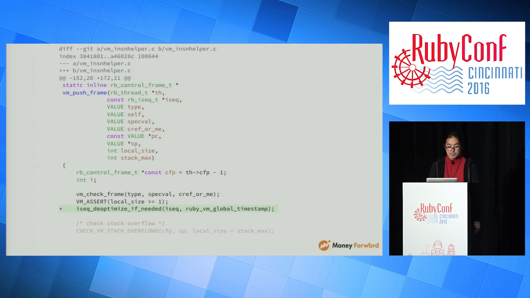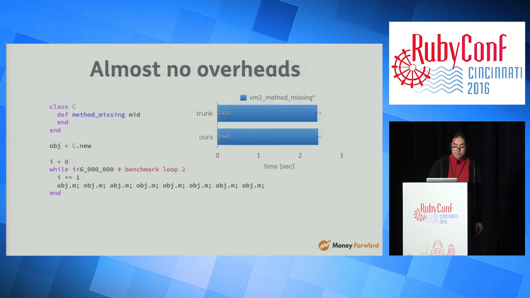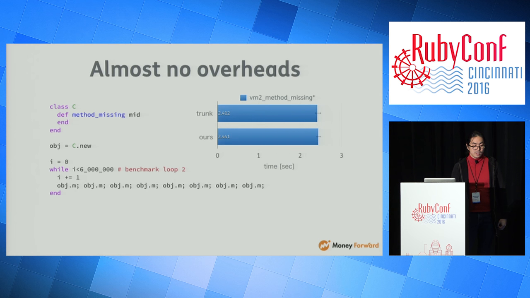Another point where the optimization can be kicked in is VM push frame, where a function's stack frame is made up. This one aims to purge instruction sequences that were run hours ago and became stale at some point. A huge advantage of this approach is that it adds almost no overhead. The graph shows a preliminary experiment. It invokes methods many times, which should run the modified part. The graph shows it only adds slight overhead. It does add overhead, but slightly, which is within the margin of error.